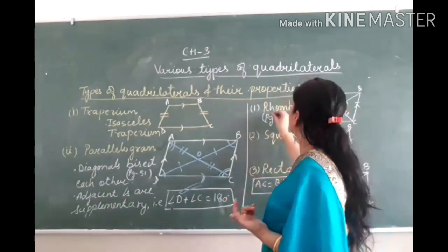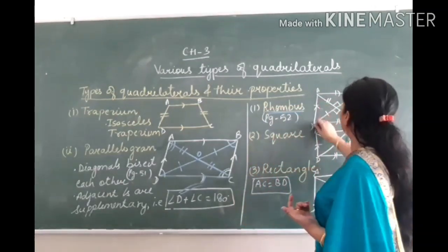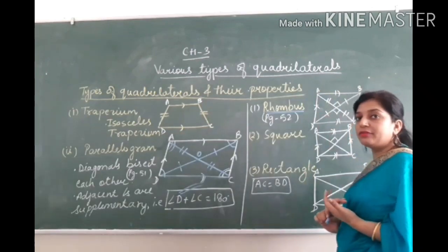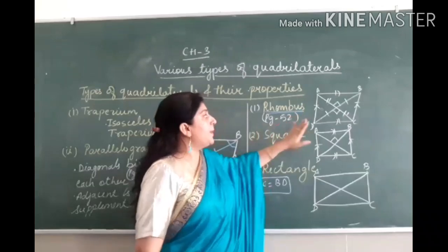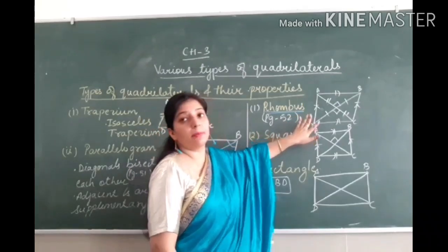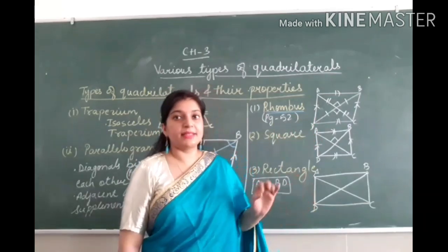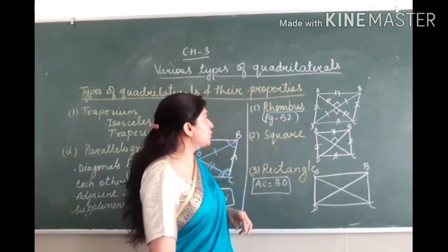So first, if we learn about the rhombus, we know in a rhombus all four sides are equal. Here you can see the diagram. But it is not a square. Rhombus cannot be a square because its angles are not 90 degree. So you need to remember this point also.